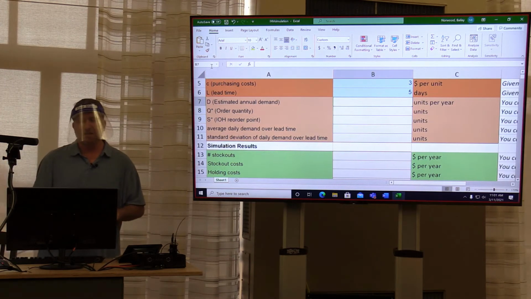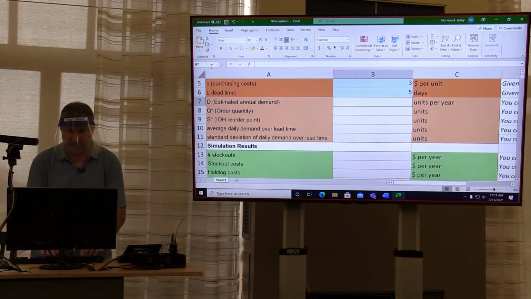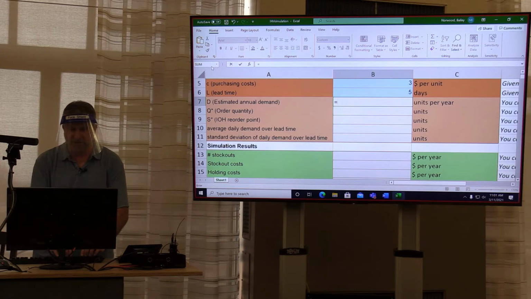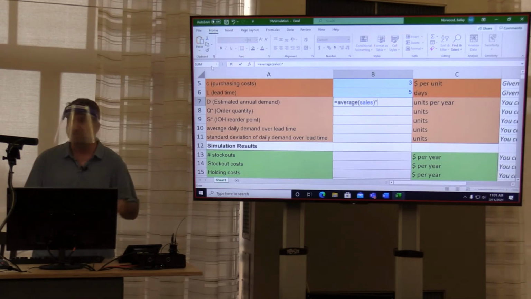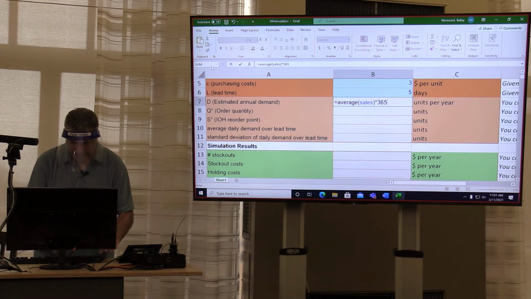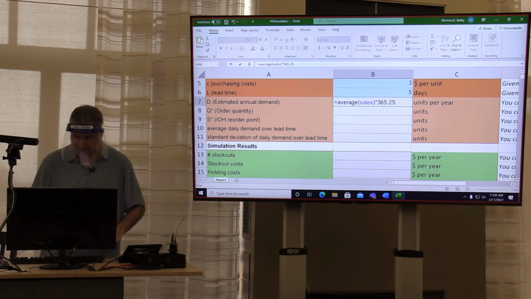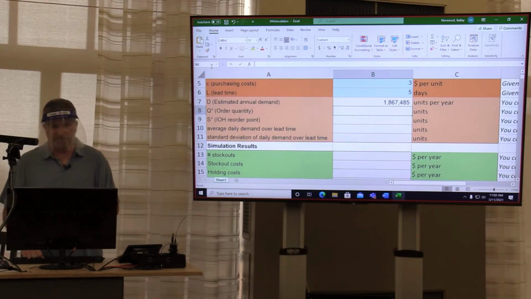We're going to need estimated annual demand, the big D. And we've been calculating that by taking average demand. So we take the average of sales, whatever that is, and those sales are daily sales. We'll take the average daily sales and multiply it by 365.25 for the number of days in a year. And that's how much we think we're going to sell all year.